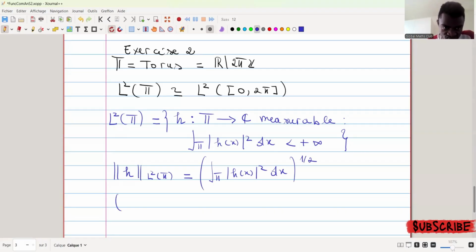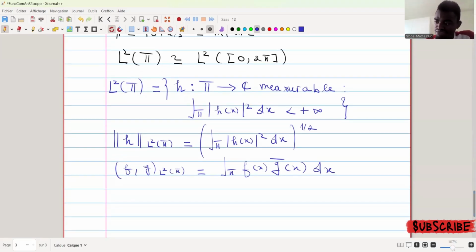if I take f and g, the inner product is just the integral in the torus of f(x) g conjugate. So that is all. Now, basically, we are going to take this definition instead of, so we are going to take now this one.